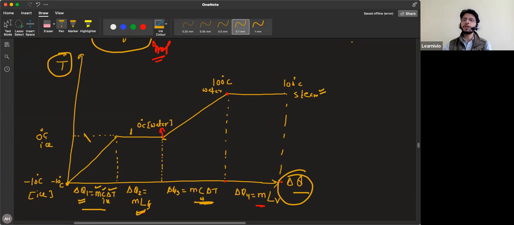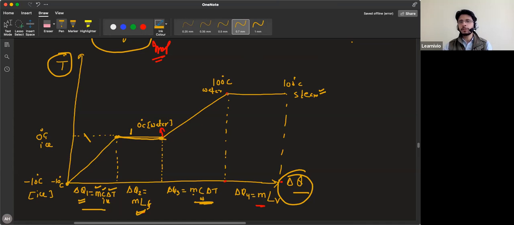Now, when you provide more heat at 0 degrees Celsius, the temperature will not change, the state will change. So you have 0 degrees Celsius ice to 0 degrees Celsius water. The heat required from this to this is mL, mass into latent heat of fusion. Now, if you heat it further, its temperature will change from 0 degrees Celsius to 100 degrees Celsius, and the heat required is mc delta T, mass of body, specific heat of water into change in temperature.